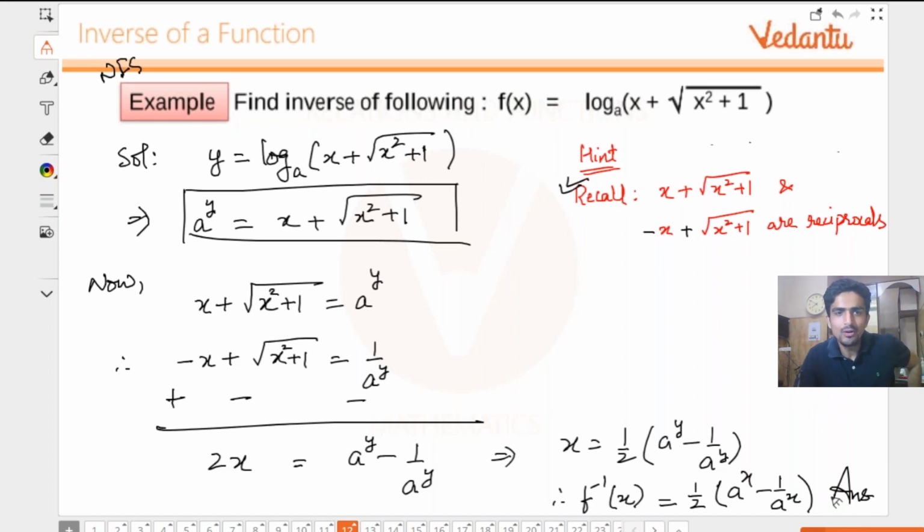Done. So somehow you need to be good at a few points so that you become more efficient in solving. Otherwise, of course, your method is also correct. You take this x to the left hand side, square it, make a quadratic, and you get your value easily. And perhaps it will not be a quadratic, x square will get cancelled perhaps. Okay, guys.